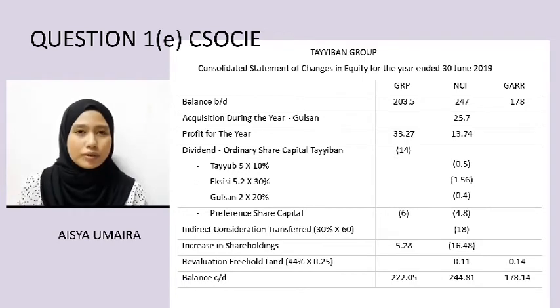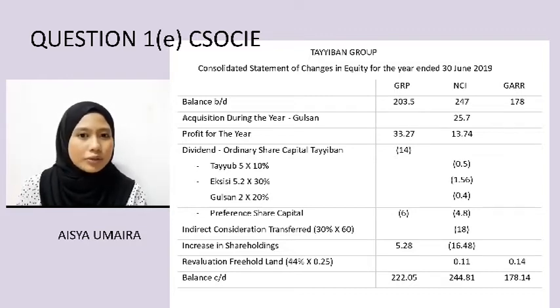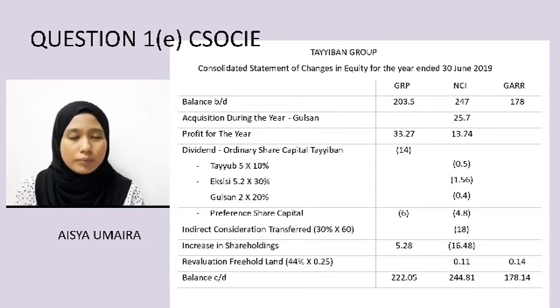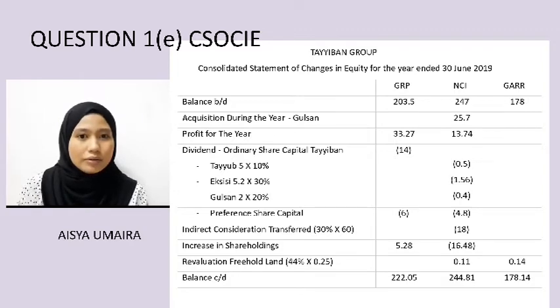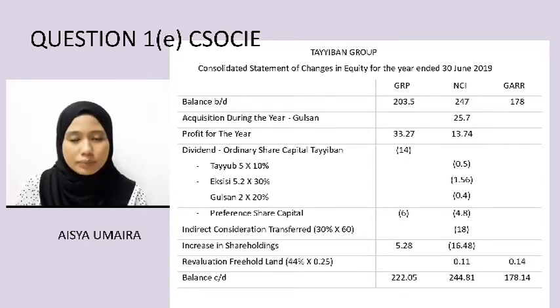For the SOCIE, the balance brought down for group and NCI is calculated as per working 2 and 3, and the acquisition during the year for Gusan in NCI is as per working 1. Profit for the year is taken from the SOPL, and the dividends of ordinary shares and preference shares need to be subtracted from both group and NCI. Then the indirect consideration transfer needs to be subtracted from NCI, along with the increase in shareholdings for the second acquisition of Tayyub Berhad. The gain on acquisition needs to be added in the group, and the fair value of net assets subtracted from the NCI. The revaluation of freehold land in Gusan is prorated between NCI and group asset revaluation reserve. So the balances are as shown: 222 million, 103.05, 244.81 million, and 178.14 million.